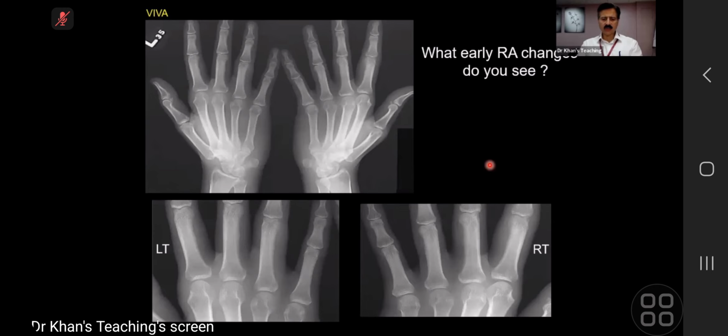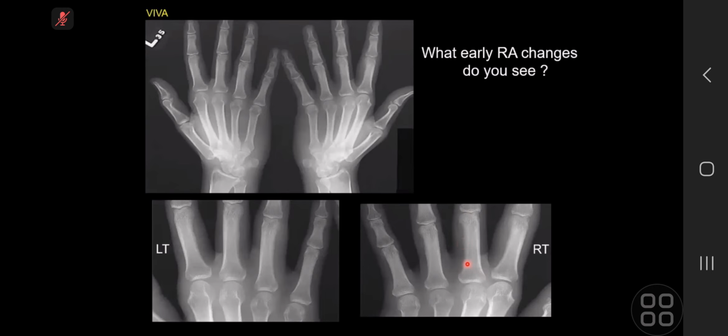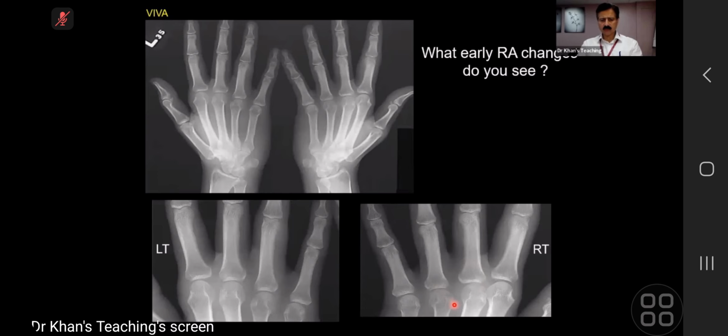Where is the ulnar deviation of which joint? Right. Is it the metacarpal joints? They appear to... This is the carpo-metacarpal. Not very convincing, actually. Okay, that's fine. Well done.